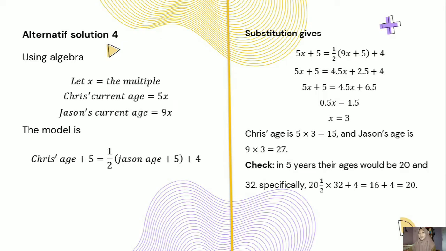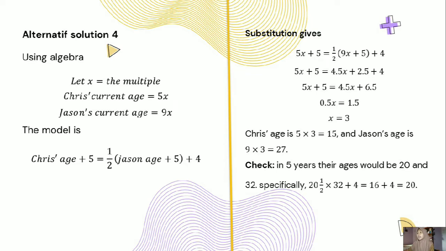And using algebra for the solution, let x equal the multiple. Chris' current age equals 5x. Jason's current age equals 9x. The model is Chris' age plus 5 equals a half of Jason's age plus 5, plus 4. And the substitution gives 5x plus 5 equals a half, open bracket, 9x plus 5, close bracket, plus 4.